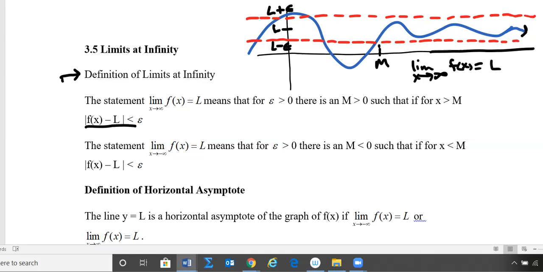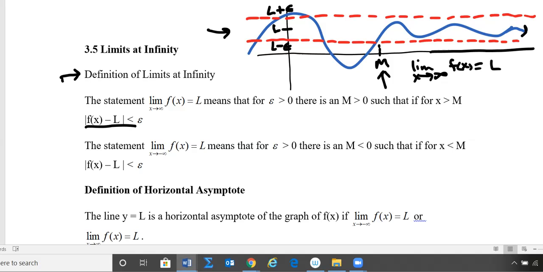This condition graphically looks like this up here. You have f(x) reaching L in this band, L minus epsilon, L plus epsilon. And after you get past a certain value of x, M that is, notice the graph is trapped between L plus epsilon and L minus epsilon. So we can make that as tight as we want.